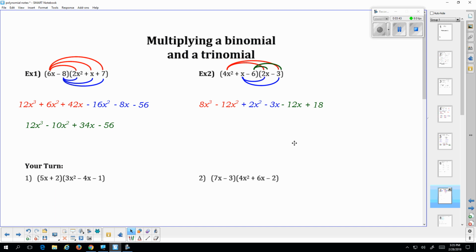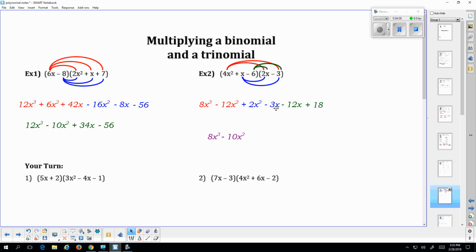Okay. And now let's combine our like terms. So 8x to the third. Do you see any other x to the thirds? No, so that's just 8x to the third. Negative 12x squared. Do you see any other x squareds? The 2x squared. So negative 12 plus 2 is going to give me negative 10x squared.